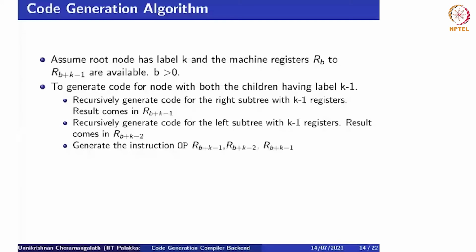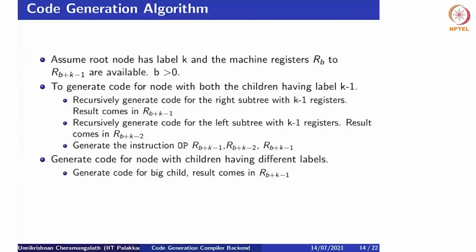So generate code for a node with children having different labels. Generate code for the big child. The result will come in RB plus k minus 1. Note that B is greater than 0. It does not start from 0. So suppose B is 1, then it will be Rk. If you substitute B as 1 in every place, then it will be Rk. The result will come in Rk. Generate code for the other child. The result will come in RB plus L minus 1 with L less than k.